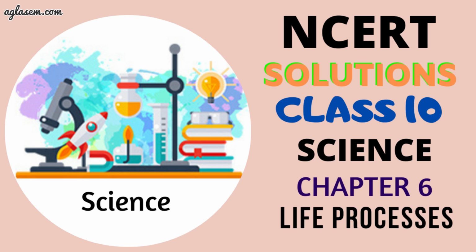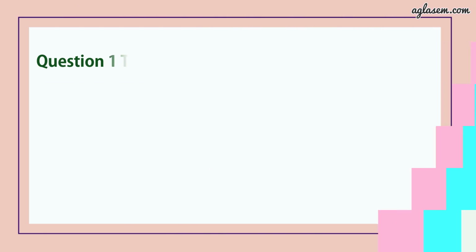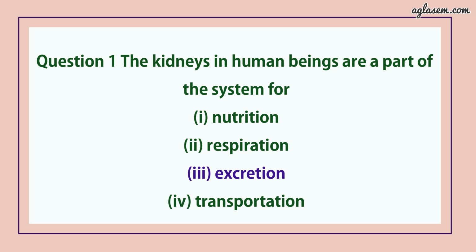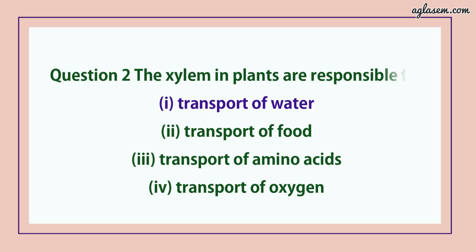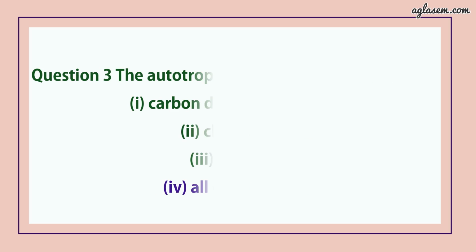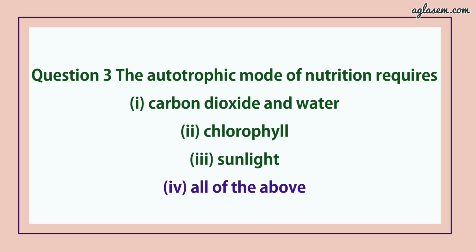Today in this video I will be covering chapter 6 of class 10 science, that is life processes. So let's discuss question and answers. Question number 1 says the kidneys in human beings are a part of the system for. Answer is excretion. Second, the xylem in plants are responsible for. Answer is transport of water. Third, the autotrophic mode of nutrition requires. Answer is all of the above.